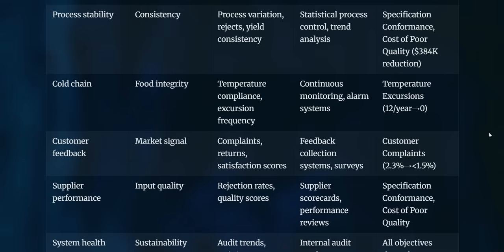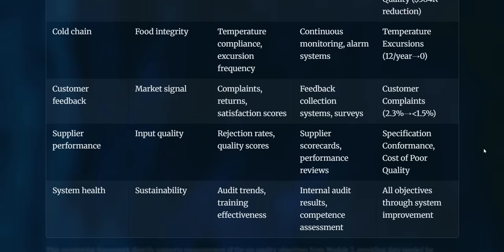The other area we need to measure is system health. It matters because system health provides a sustainability overview. The typical measures here include audit trends, training, and effectiveness. The typical methods to measure system health include internal audit results and competence assessment. The objectives we are addressing with system health measurements are all objectives, through system improvement.